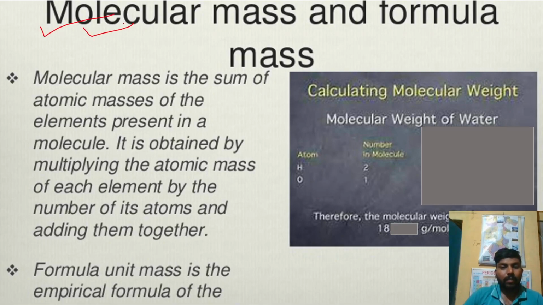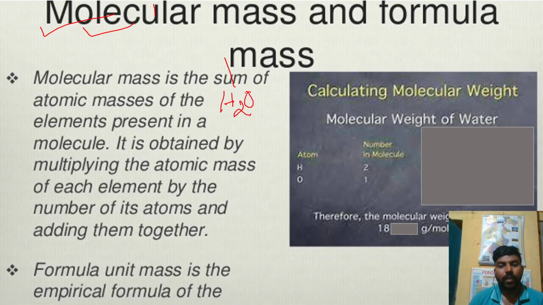Now coming back to the point, molecular mass. How can we calculate the molecular mass? Molecular mass is a simple thing. When we talk about a molecule, obviously some atoms are combined in a fixed ratio to form a molecule. So molecular mass is nothing but the sum of atomic masses of the elements present in the molecule. Suppose I am taking an example of H2O.